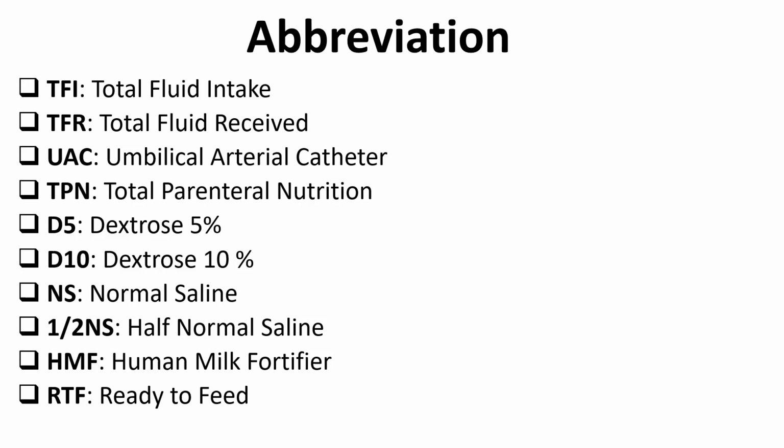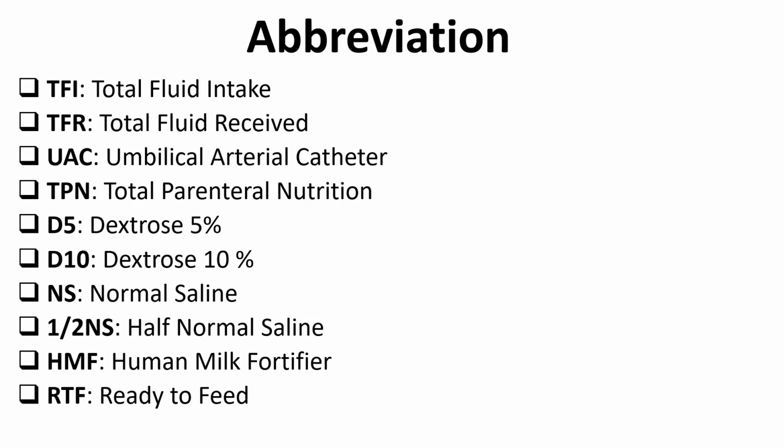So the TFI is usually ml per kg per day, and also you can calculate ml per 24 hours. The TFR can be ml per kg per day, and it also can be ml per 24 hours. The discrepancy is very important. It does not mean there is a mistake. It does mean that we have to adjust the fluid, of course, with other parameters.